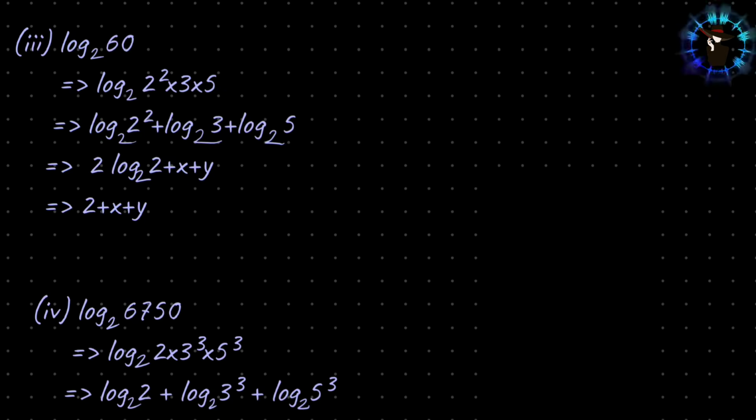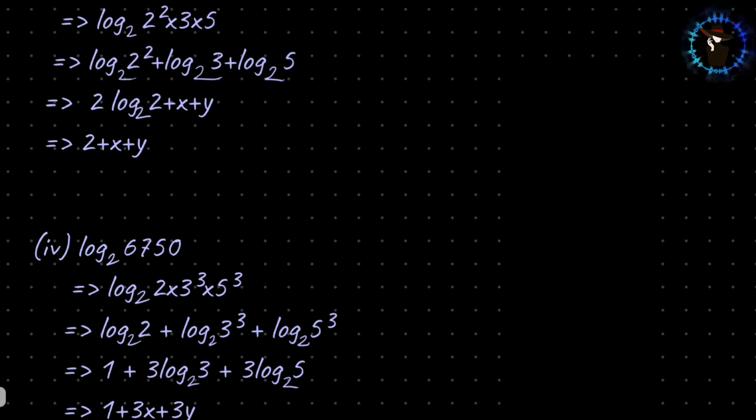Now the third question, that is log 60 with the base 2. 60 can be written as 2 power 2 into 3 into 5, meaning 4 into 3 into 5 equals 60. Now when these are in multiplication form, we can turn them into addition, right? Log 2 square with the base 2 plus log 3 with the base 2, again log 5 with the base 2. Now we'll send this 2 here: 2 log 2 with the base 2. Now this is x and this is y. Again this whole log 2 with the base 2 turns into 1. 2 into 1 is 2. 2 plus x plus y is the answer.